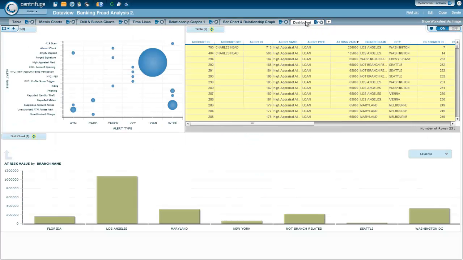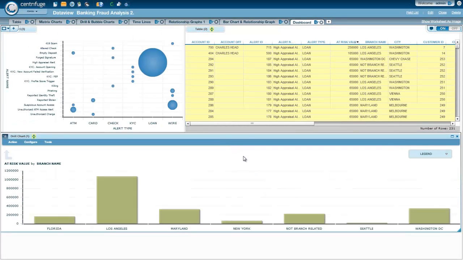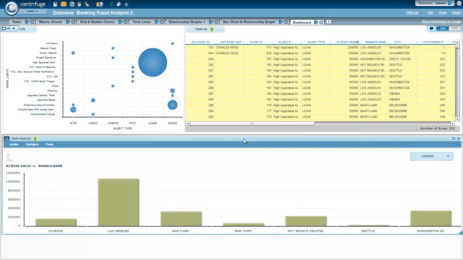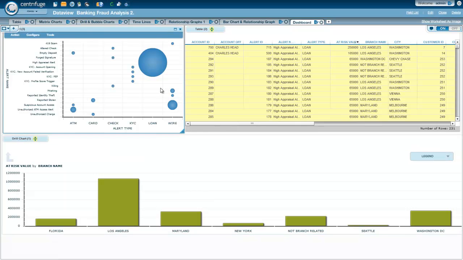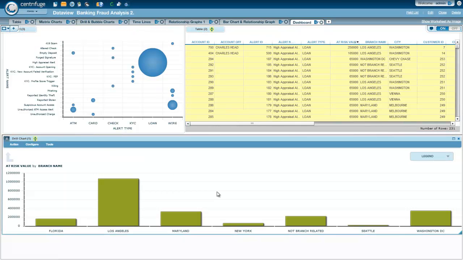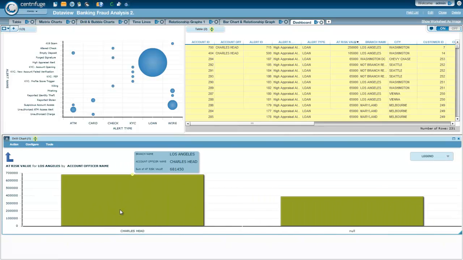Now, in Centrifuge, you can certainly build dashboards that are readily available for any of the fraud analysts, cybersecurity analysts, or intelligence analysts. In this case, you see a number of different results. We're looking at a bubble chart, the individual data, and we're looking at a summary level drill chart where I can begin to analyze more and more data by drilling down. That's Centrifuge version 2.5 Visual Network Analytics.